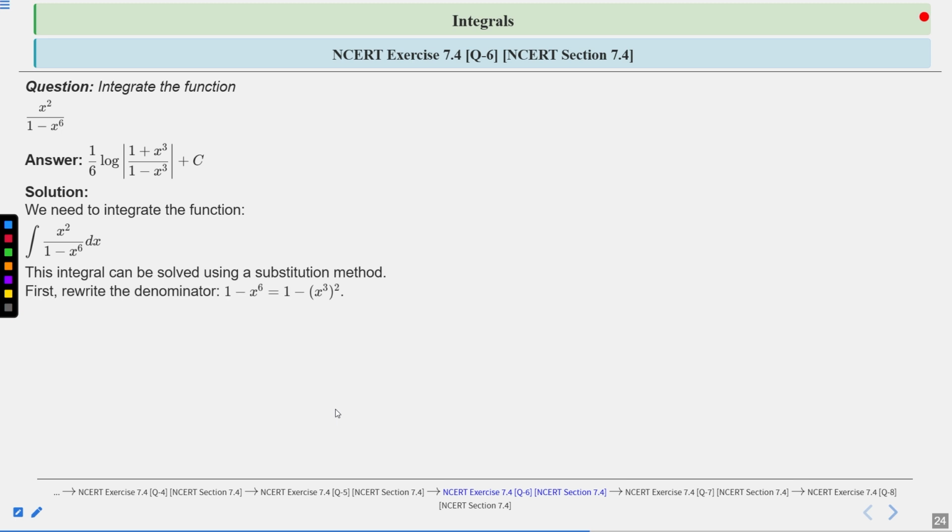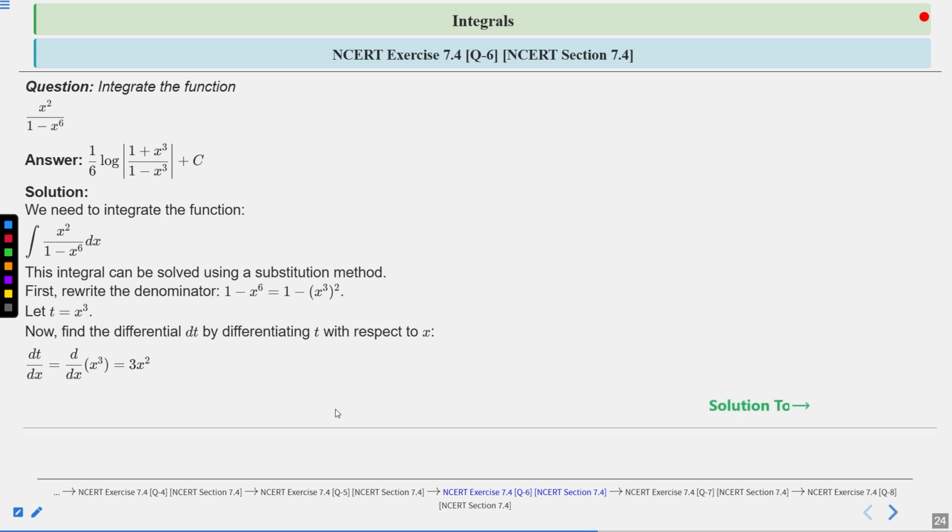First, rewrite the denominator, which is 1 minus x to the power 6. It is equal to 1 minus x cube whole square. Now let t is equal to x cube. Now find the differential dt by differentiating t with respect to x. So dt by dx is equal to d upon dx of x cube, which is equal to 3x square.